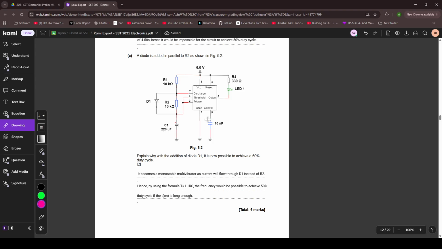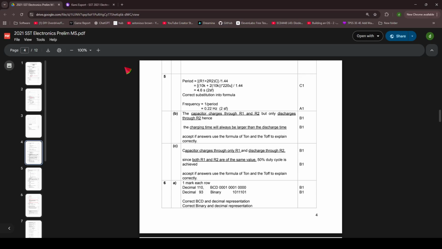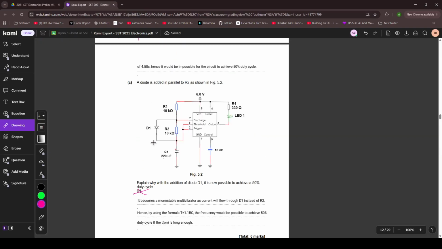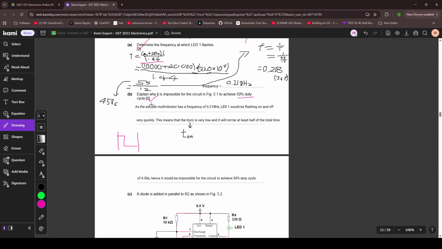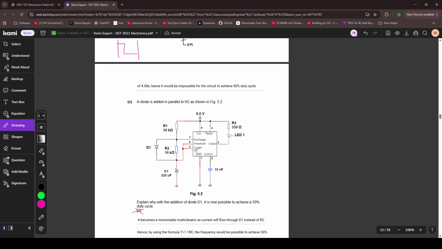What? No, no, no, no, no. No, bro. Wait, did I mark this right? Yo, my bad. This is wrong. This is wrong as well. No, it does not change to monostable. The configuration is threshold and trigger connected together, bro.